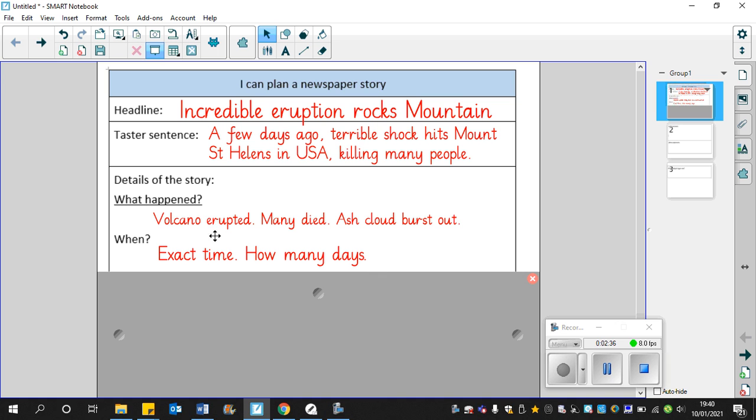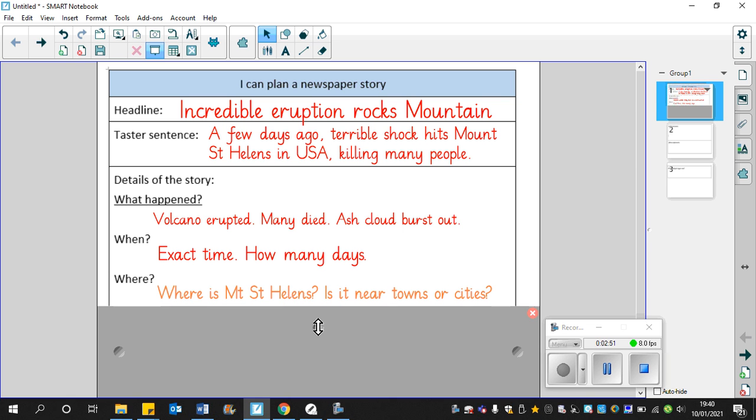Now again, don't forget, this is just planning. It says I can plan a newspaper story. This is just planning, so therefore it's okay for you to write just little notes. We're not writing sentences at the moment.